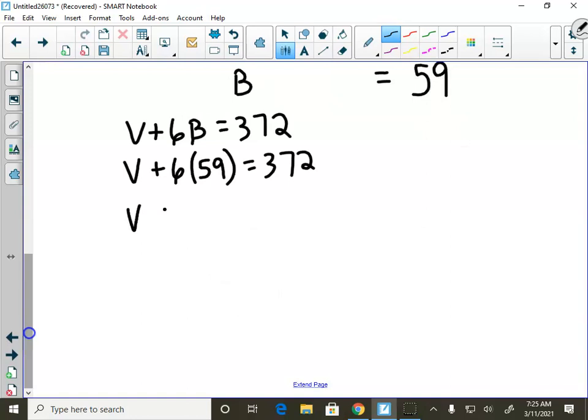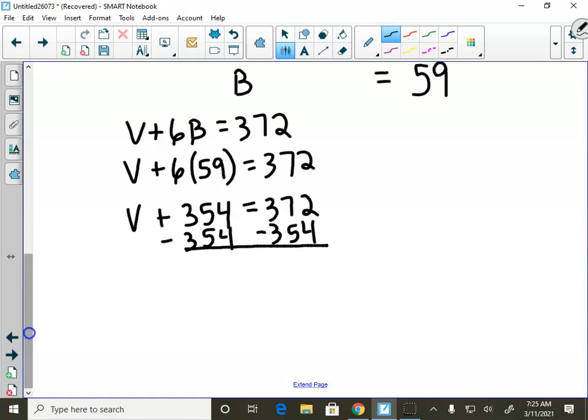Okay, so that's going to be v, and that's going to be, not equals, sorry about that, v plus 354 equals 372, and then we'll subtract 354 from both sides, and we'll get v is going to be equal to 18.